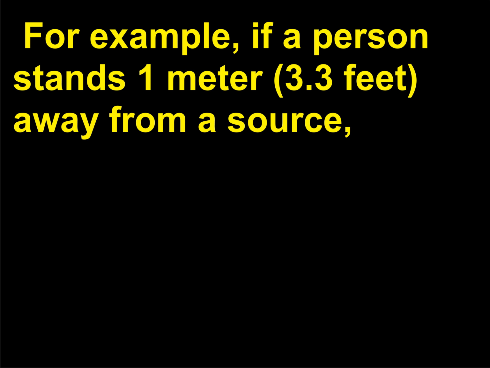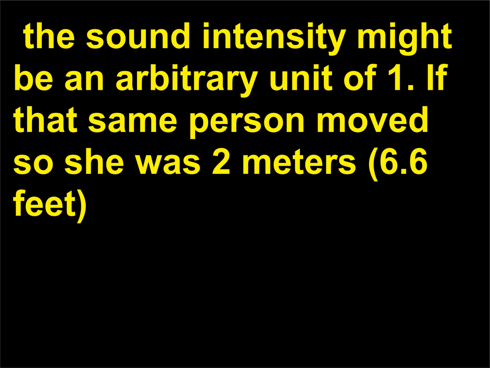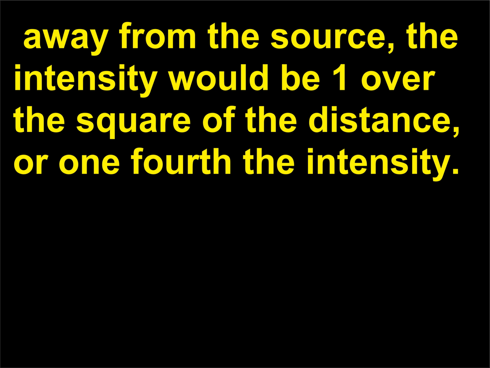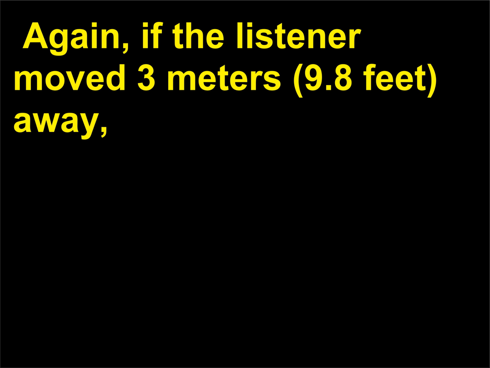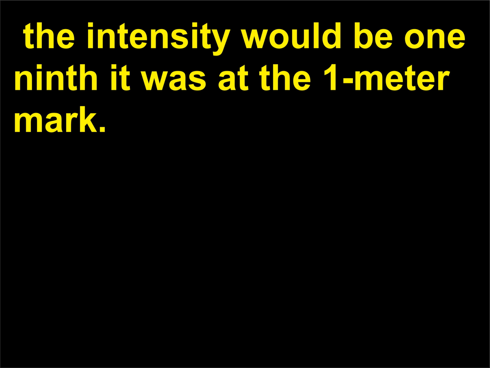For example, if a person stands 1 meter, 3.3 feet, away from a source, the sound intensity might be an arbitrary unit of 1. If that same person moved so she was 2 meters, 6.6 feet, away from the source, the intensity would be 1 over the square of the distance, or 1/4 the intensity. Again, if the listener moved 3 meters, 9.8 feet, away, the intensity would be 1/9 of what it was at the 1 meter mark.